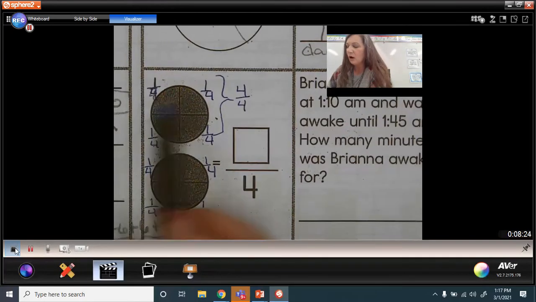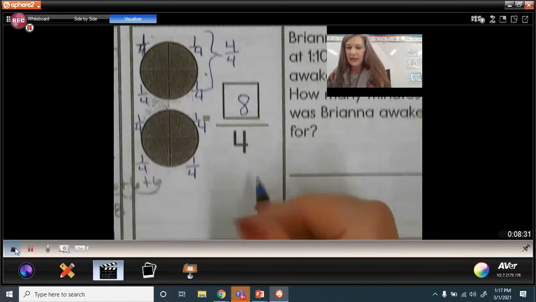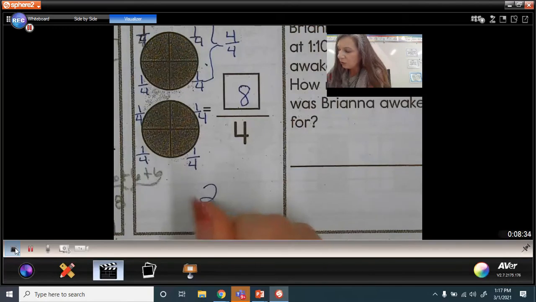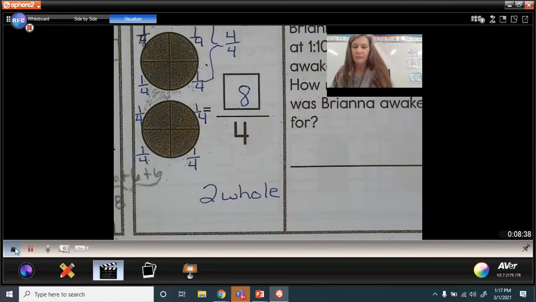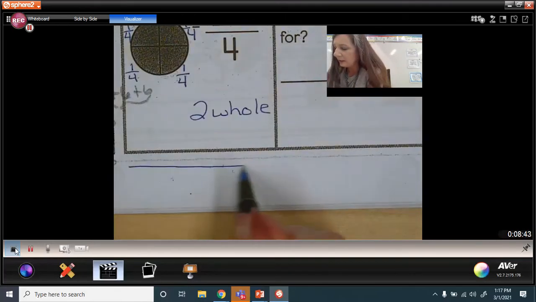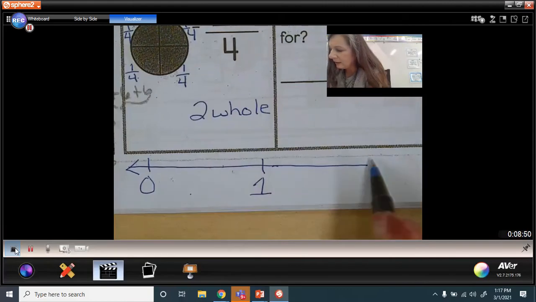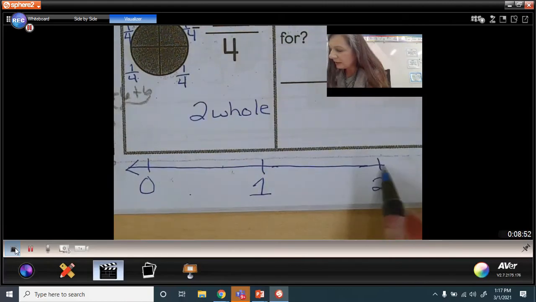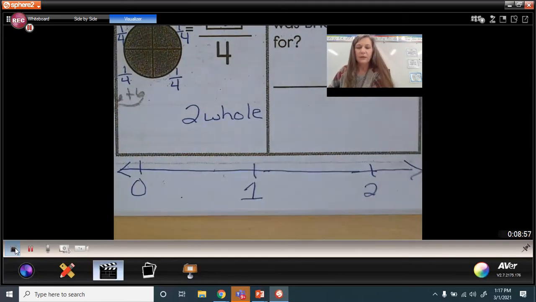So if I count all my fourths, I have 8/4, and that is the same as 2 whole. Not just 1 whole, but 2 of them. So if I were going to demonstrate this on a number line, I would have 0, 1, 2, and this is why I want you guys to understand that we don't always just stay between 1.